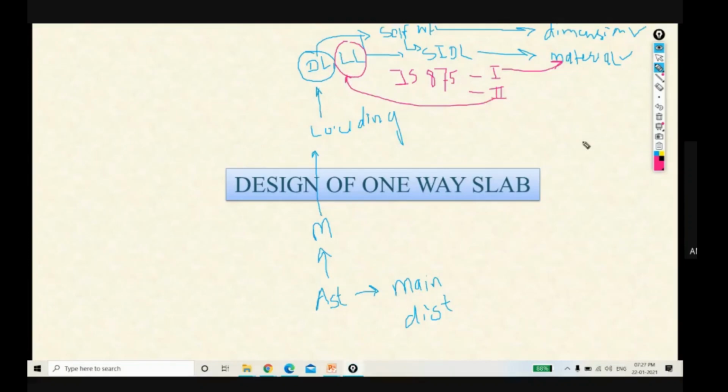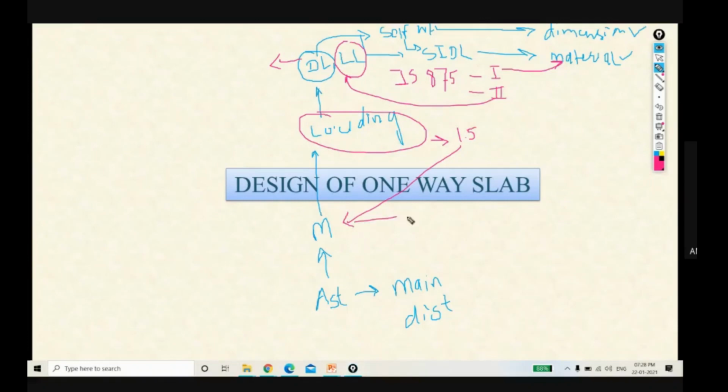Once you decide the total load, separately dead load and live load, then calculate the total load coming on your slab, and then we will convert it to the design load, or the ultimate load, or factored load, by multiplying by 1.5. Basically over here we will consider only the working load. So first calculate the working load as per the condition, then convert it to the design load, and as per that design load, calculate the bending moment.